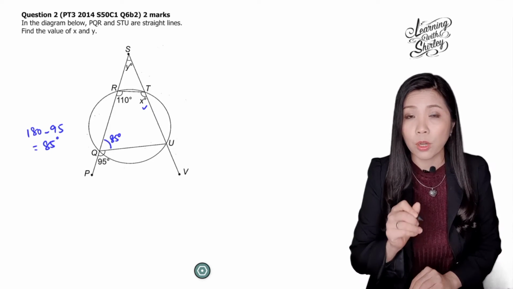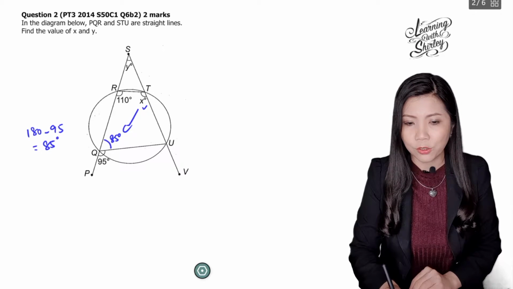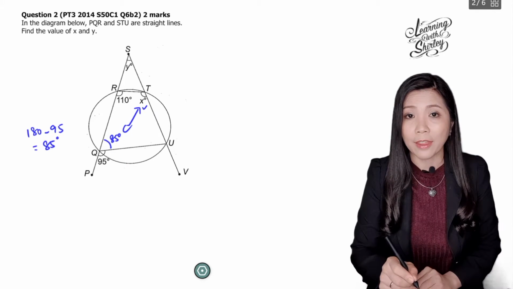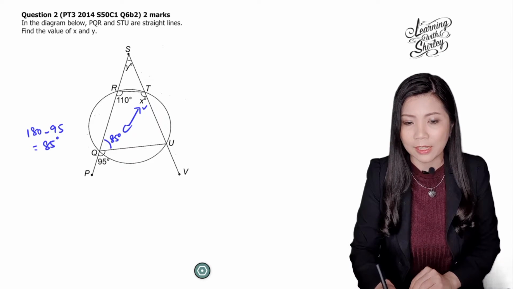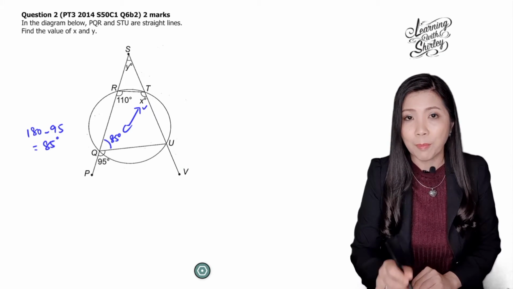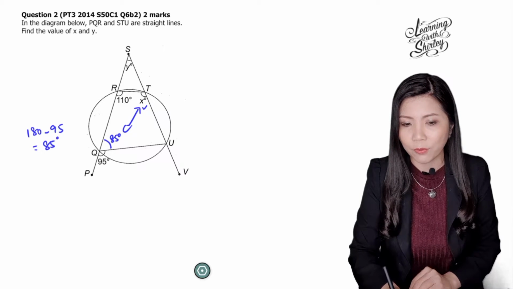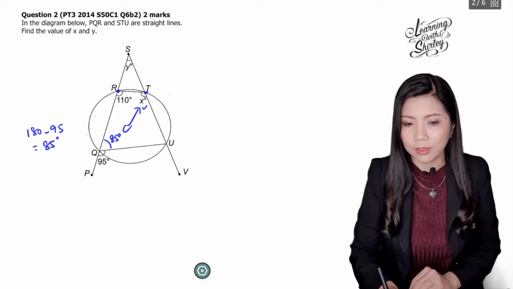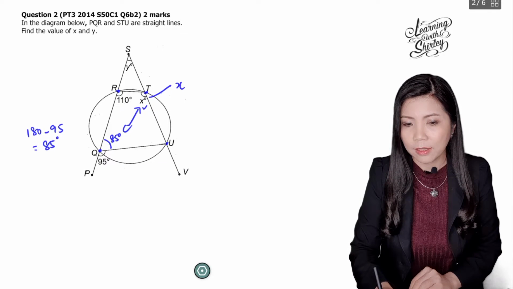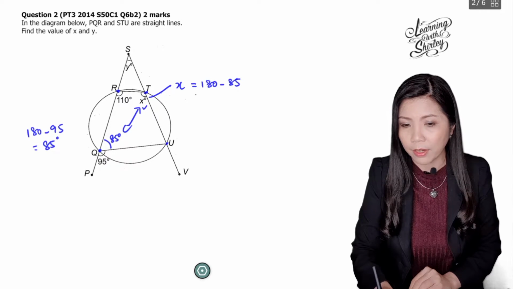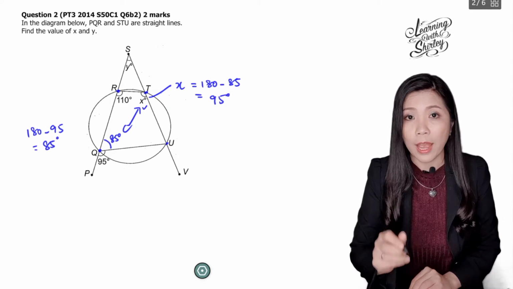In a cyclic quadrilateral, two opposite angles added together must be 180. Before you use the cyclic quadrilateral method, you have to make sure that the four vertices of the quadrilateral lie on the circumference. So to find X, I'm going to use 180 minus 85, which equals 95 degrees. So now we have found X already.